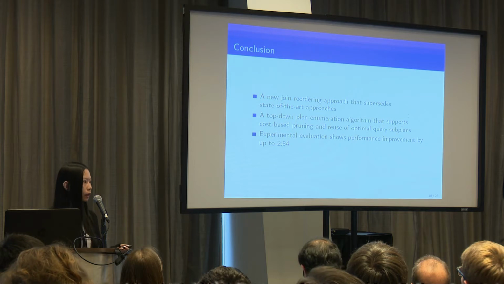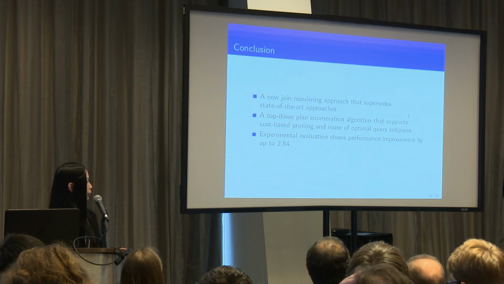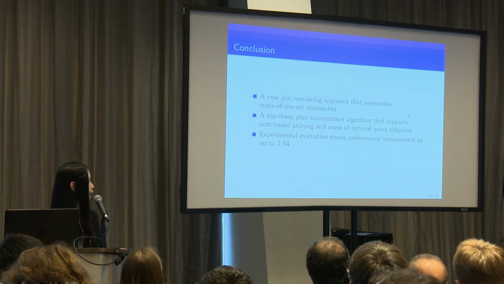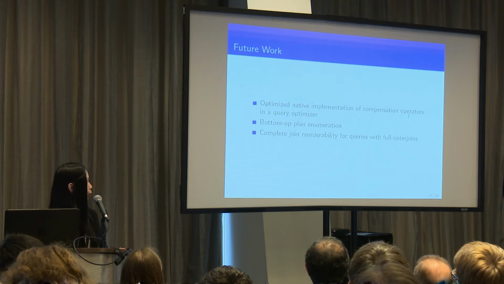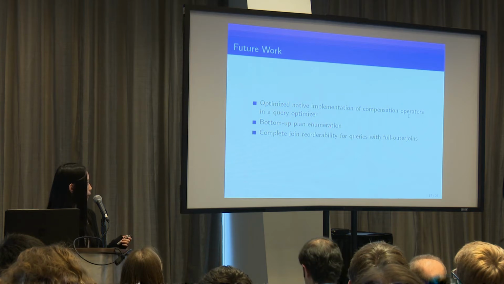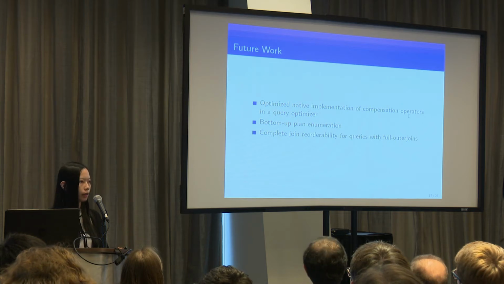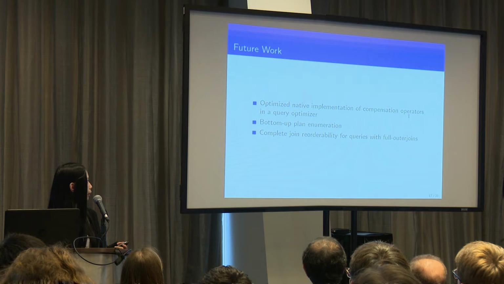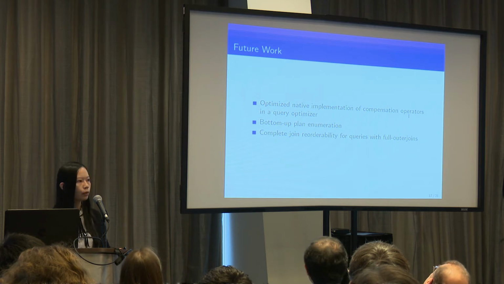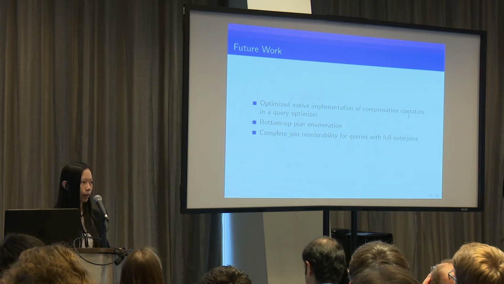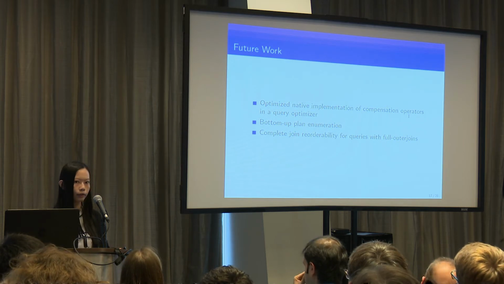I have talked about the join reordering approach, the plan enumeration, and some experimental results. For future work, first we want to do an optimized native implementation of the compensations in a query optimizer. Second, we want to work on a bottom-up plan enumeration algorithm because right now we only have a top-down solution. Third, we try to achieve complete join reorderability also for queries with full outer join.